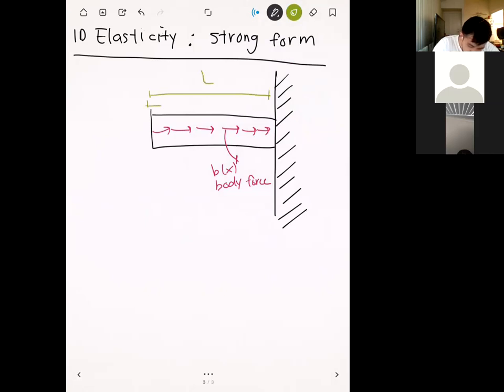In particular, we're going to define the x coordinate to be in this direction, going from the left to the right, and it starts over here. So this point right here is going to be x equals 0. And then in addition to this, we're going to apply a stress on this side. This will be T bar, some applied stress.